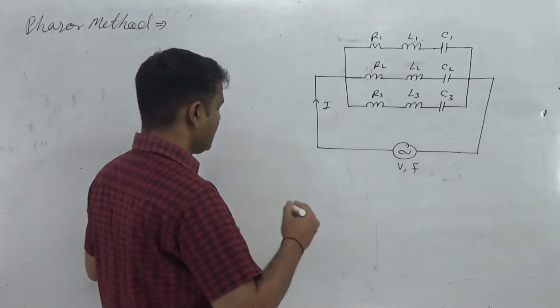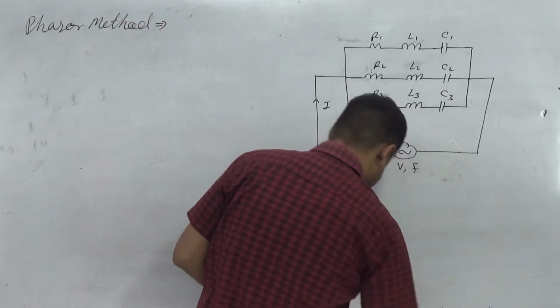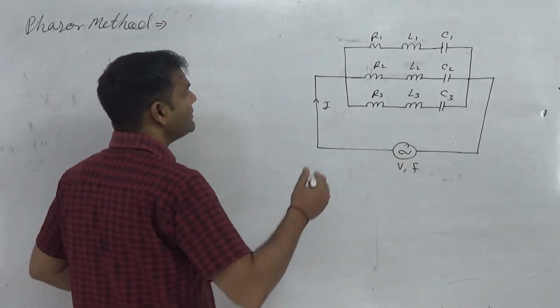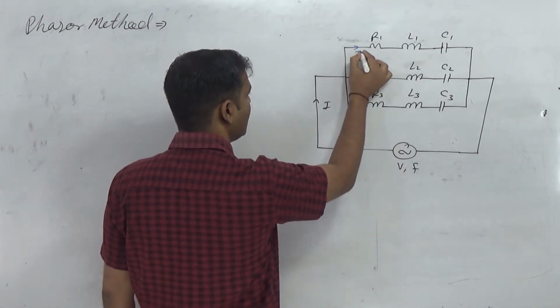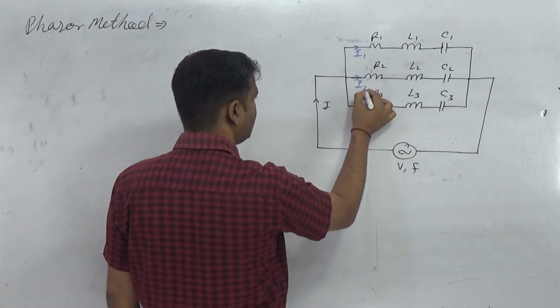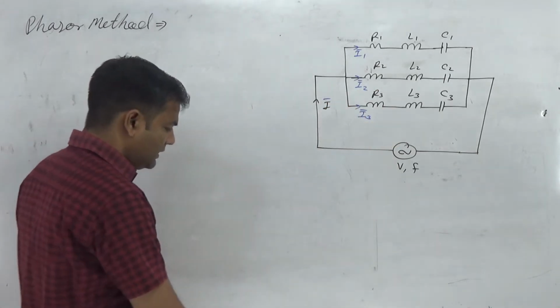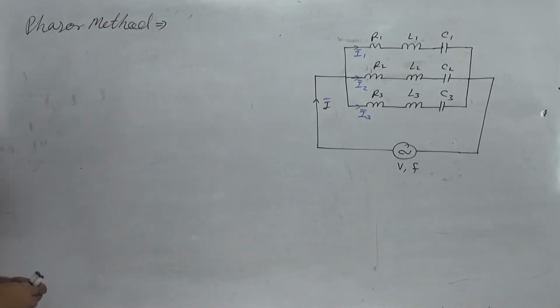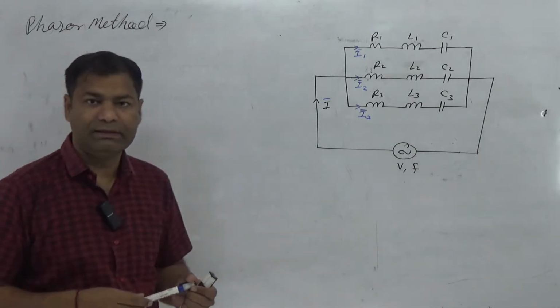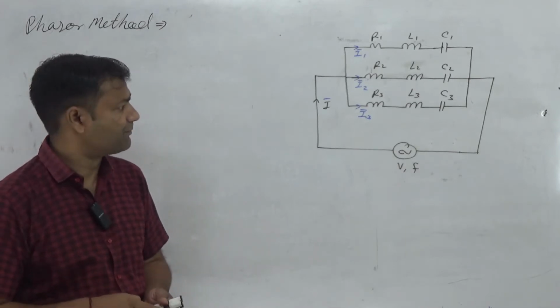Now, first of all, we have considered currents I1, I2 and I3 in the branches. Our motto is to determine capital I with the help of phasors.